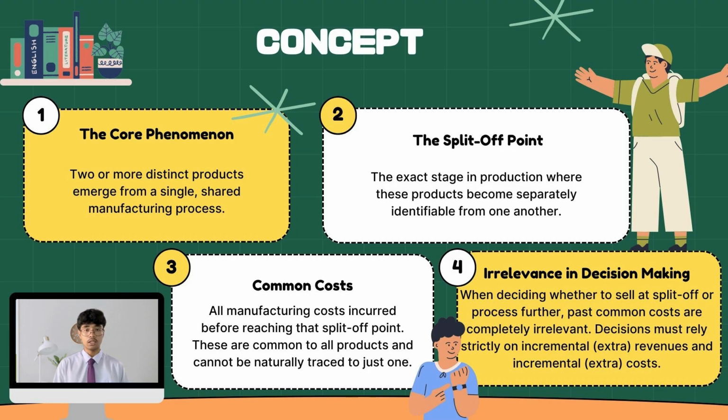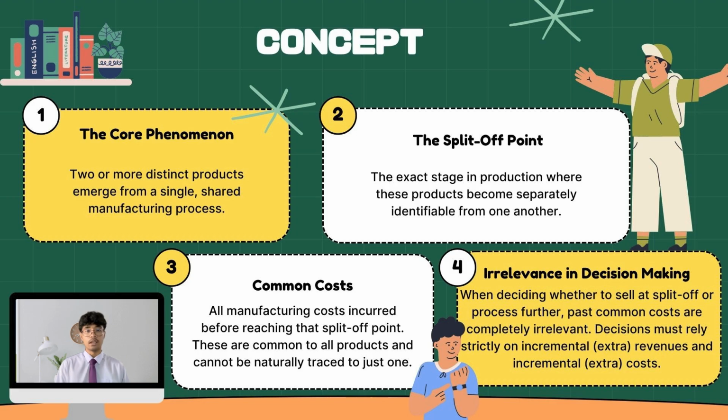In many industries, one production process creates several products at the same time. Think of crude oil refining, dairy processing, or lumber milling. The key accounting challenge is deciding how to treat the shared costs that occur before the products become separate.